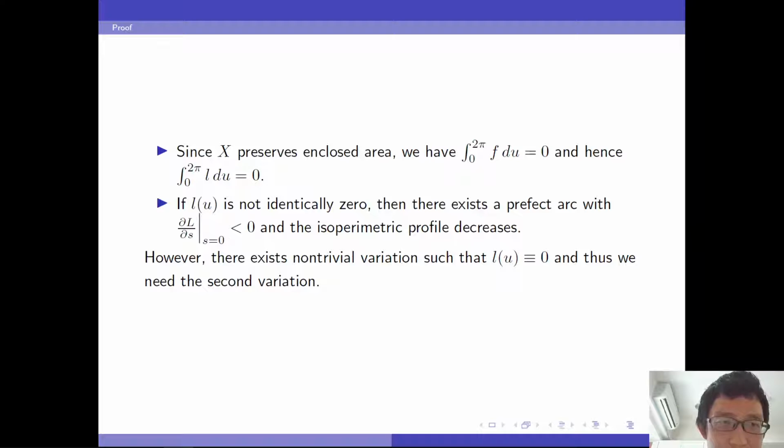However, using Fourier series, we can construct a non-trivial variation such that L is identically 0, and thus we need the second variation. The second variation is a more complicated computation, and I will not bother you with the details. So let me finish my lecture and this talk here.